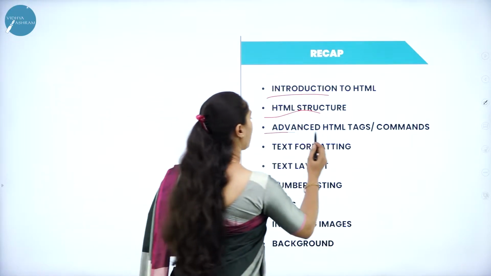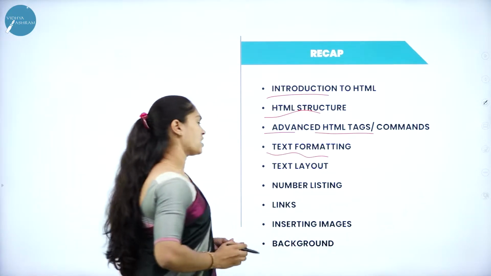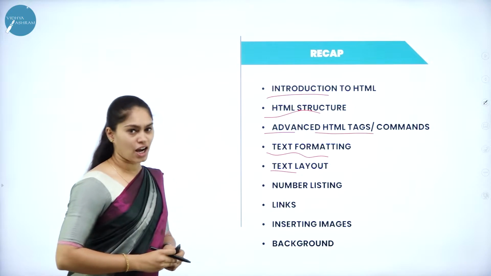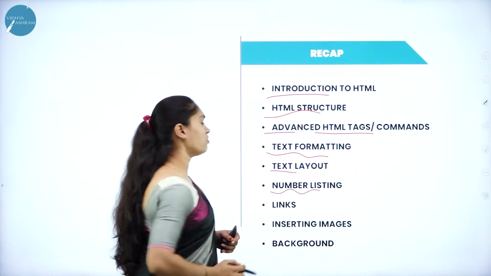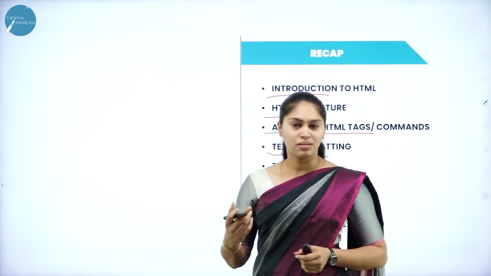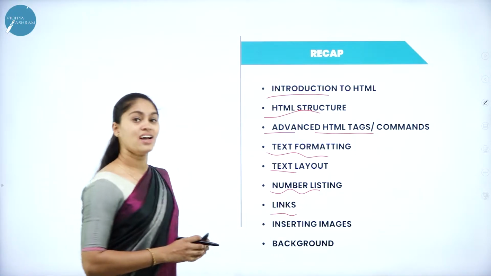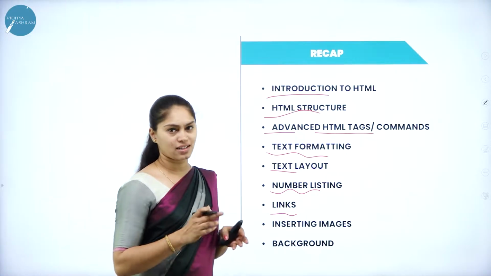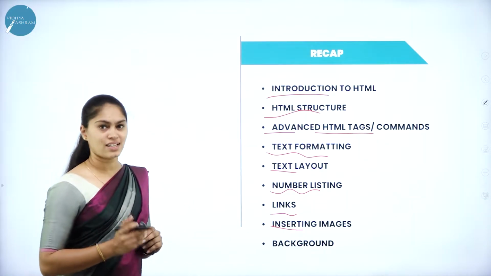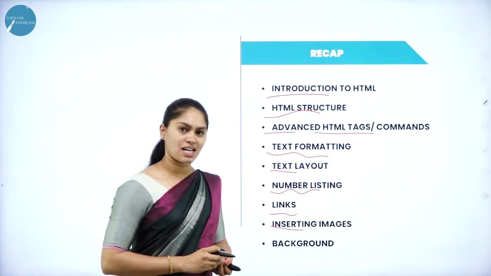Then we got to know regarding advanced HTML tags or some of the commands. Then I discussed what tags we have in order to do text formatting. And then I covered text layout. Then we discussed the types of number listing. It can be plain numbers, capital letters, small letters, capital Roman numbers, and even small letter Roman numbers. And also we got to know regarding links, how to give a hyperlink, that is with the help of the anchor tag, href, that is hyper reference. And also we got to know how to insert an image in the web page with the help of the image tag, and we have an attribute called src or source.